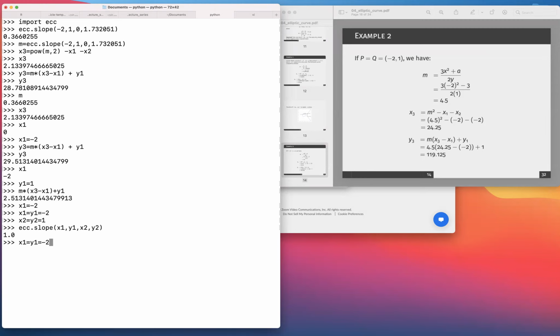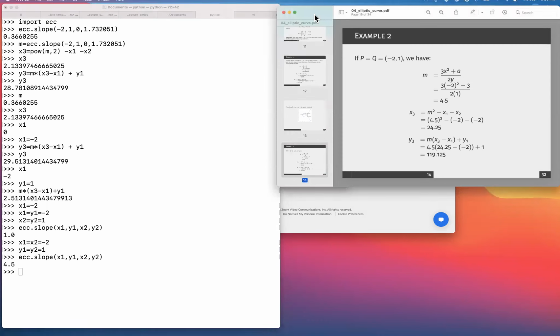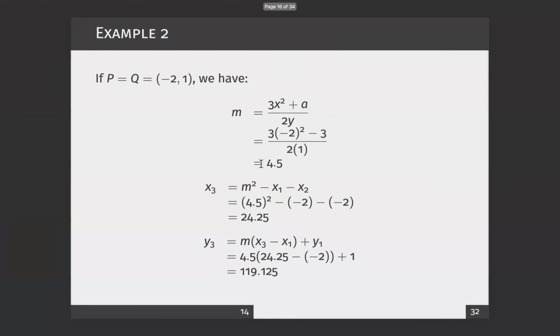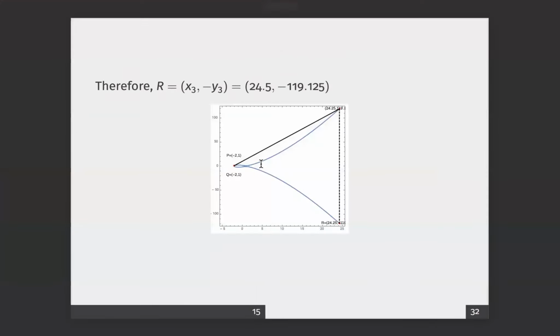Sorry, guys. x1, x2, sorry, x2, and y1 is equal to y2 is equal to 1. Okay. Yeah, 4.5. Okay. And then you just substitute, and then you get the point. Okay, so it's very easy to do that once you have programmed it.